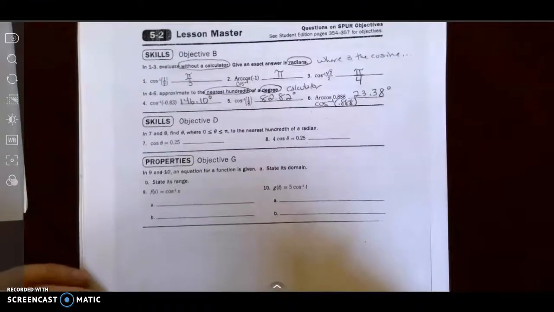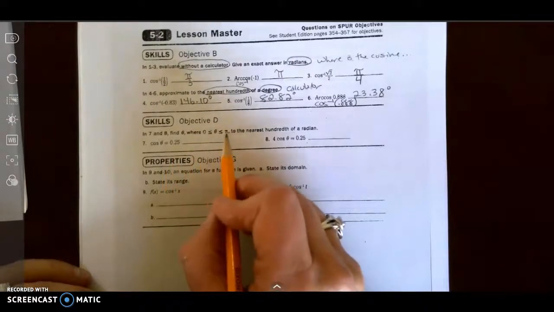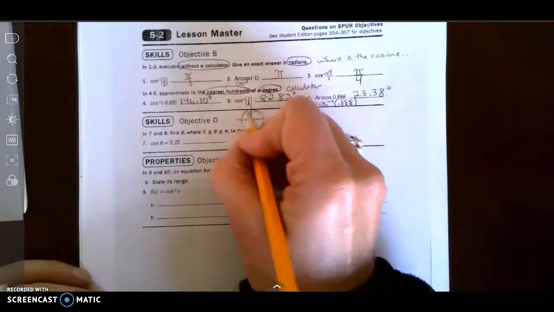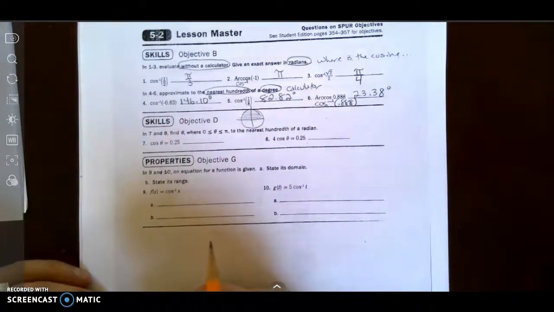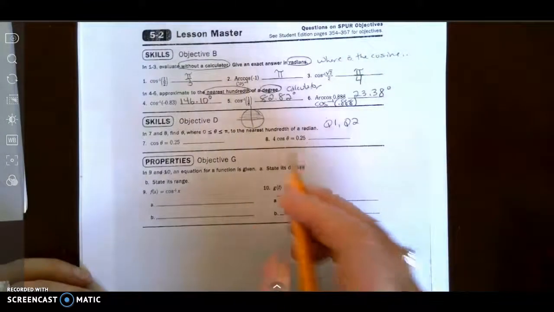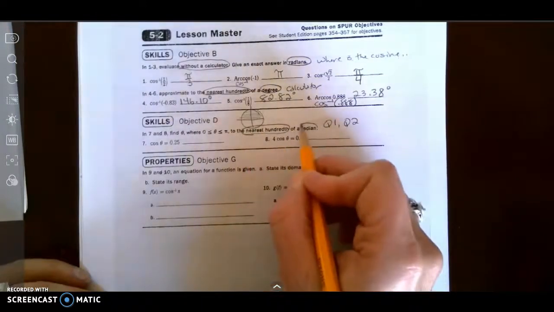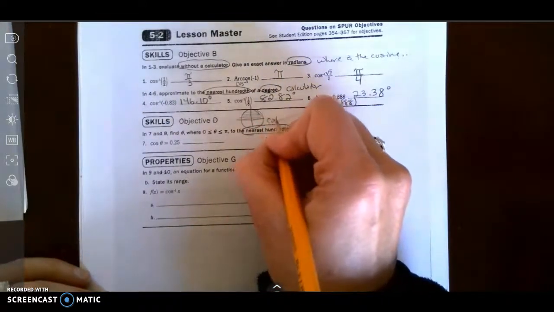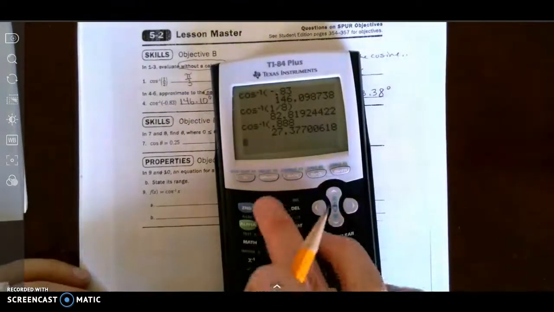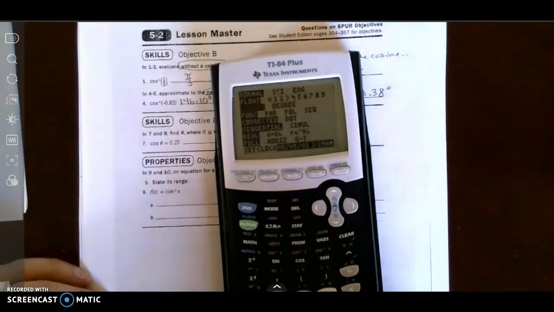Next, in 7 and 8, it says find theta where theta is between 0 and pi, which means I'm only in this top part of the unit circle, in quadrants 1 and 2, and it's the nearest hundredth. That means use a calculator in radians. So this means I need to put my calculator in radians.